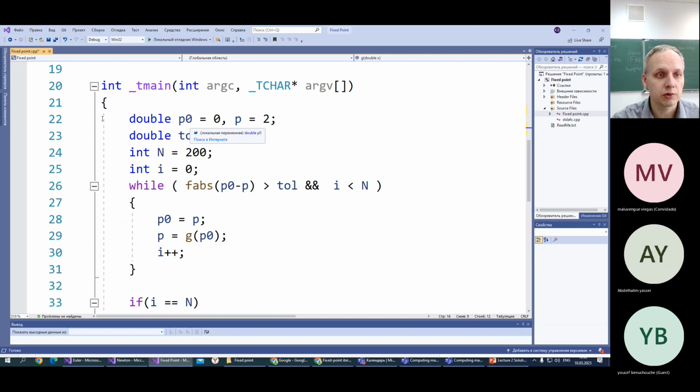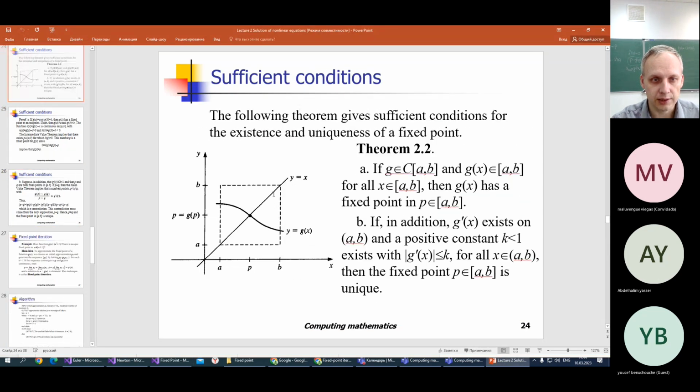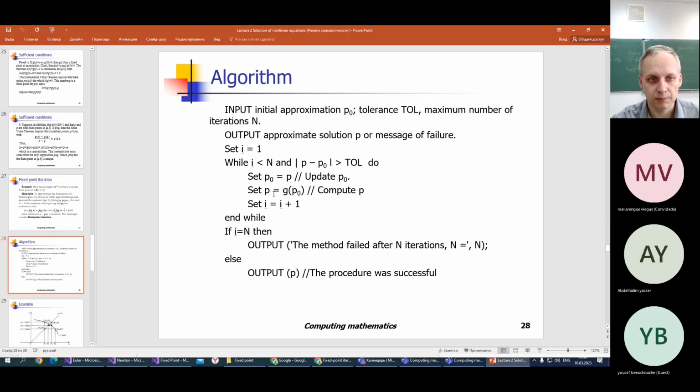After that, we should declare the necessary variables, for example, the variable P0 and P, the tolerance, the number of steps, and implement the method following this pseudocode.